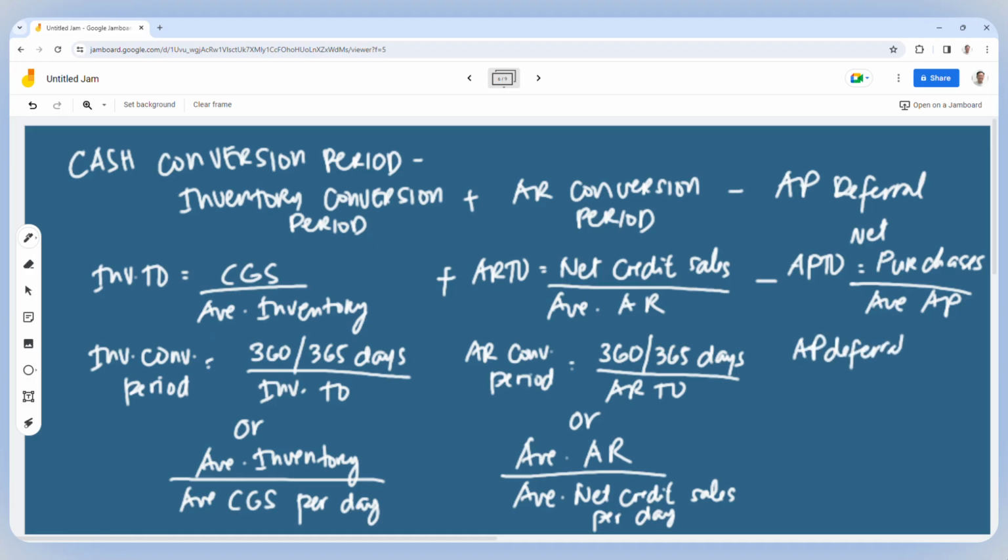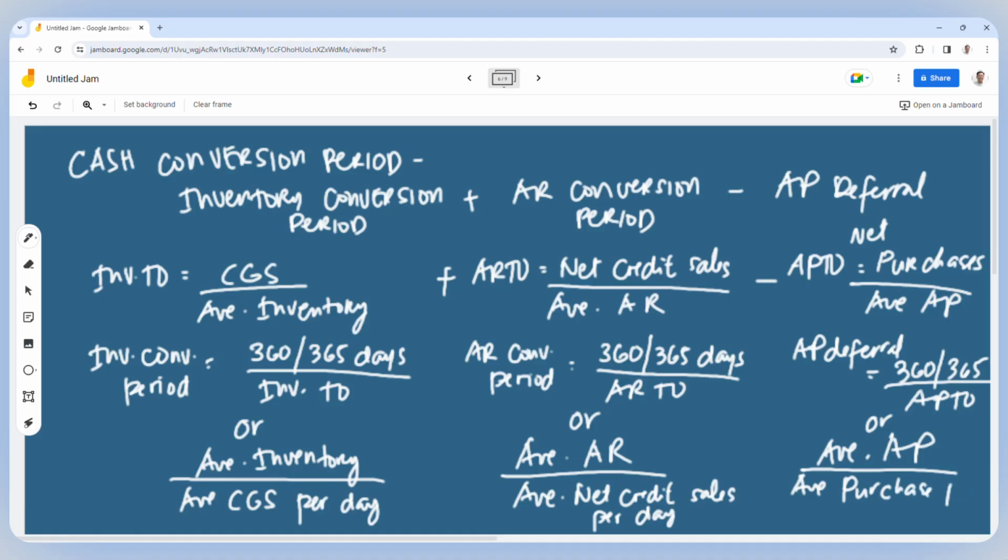So how do we compute for AP deferral? The computation is that 360 or 365 days, just divide it by accounts payable turnover. Or average accounts payable divided by average net purchase per day. Okay. So, yan class ang formula natin, no?